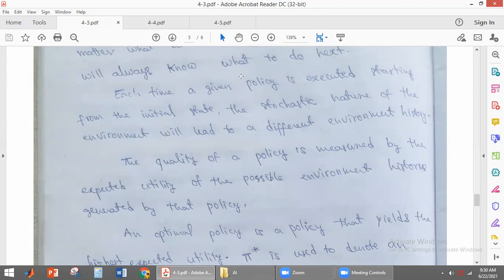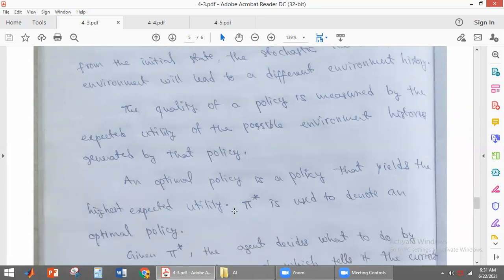By executing a policy, what do we get? We get different environmental histories. Depending on the policy, we get different environmental histories. How do you measure the quality of a policy? To measure the quality of a policy, we have to find the expected utility of the possible environmental histories that are generated by the policy. Now, what is an optimal policy?